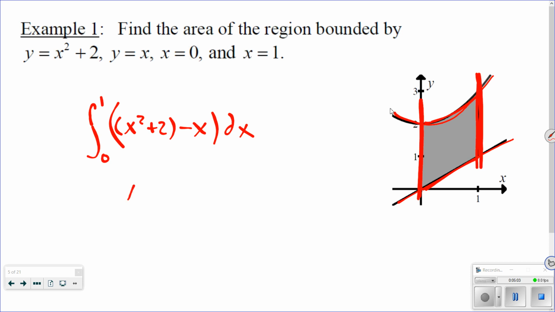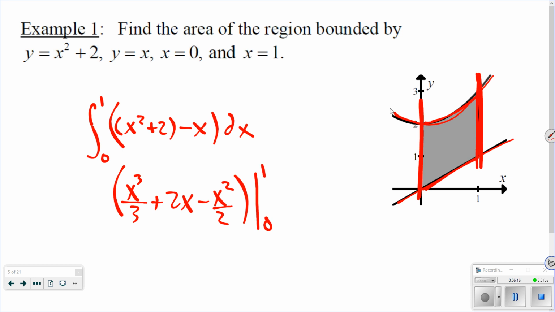If I integrate x squared, it'd be x cubed over 3. Integrate 2 would just be 2x. Integrate the x would be minus x squared over 2. And then we're going to evaluate that from 0 to 1. Okay, plug in 1. That'd be 1/3 plus 2 minus a half minus, plug in 0.